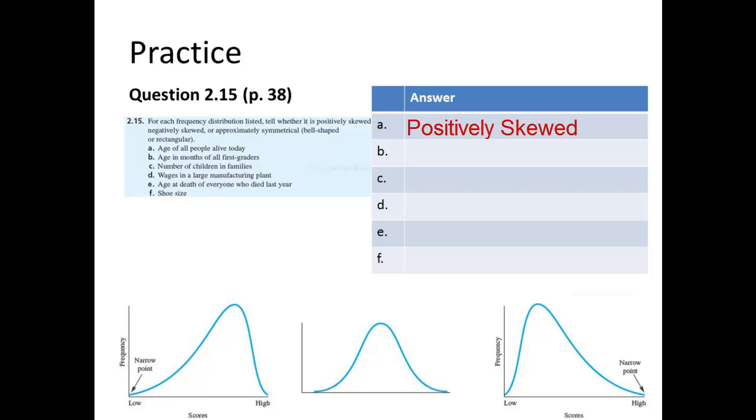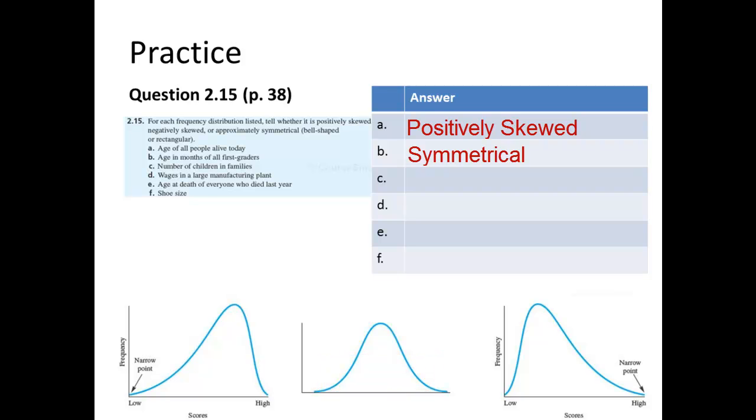B. The age and months of all first graders is likely symmetrical. Most first graders will be around the same age in years, but if you look at the months, they're going to be also somewhat similar simply because of the way the birthdays lie in a year. There will be some first graders with older months and younger months of birth, but all in all, it should end up fairly symmetrical and perhaps even rectangular-ish.